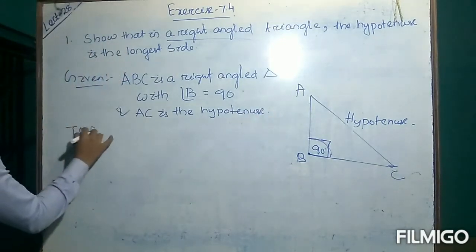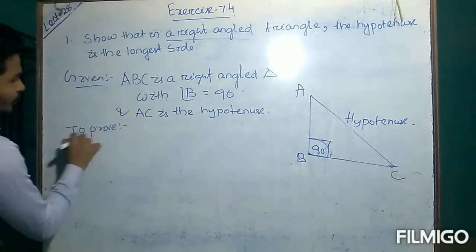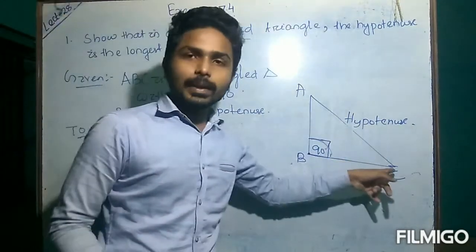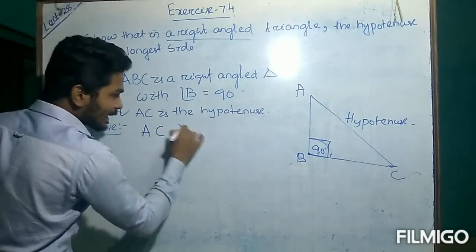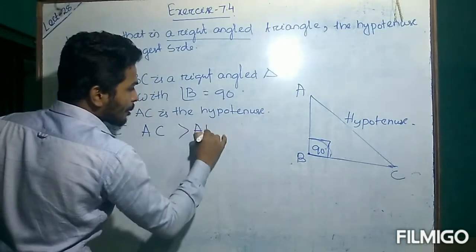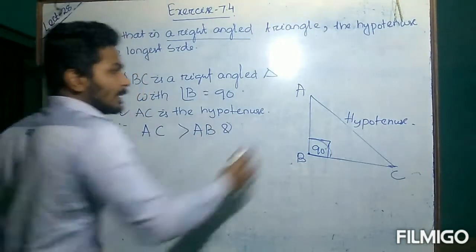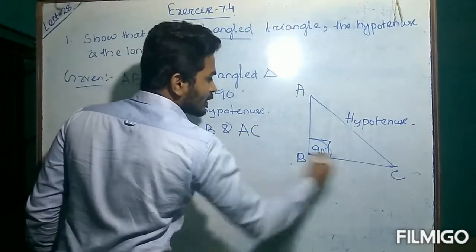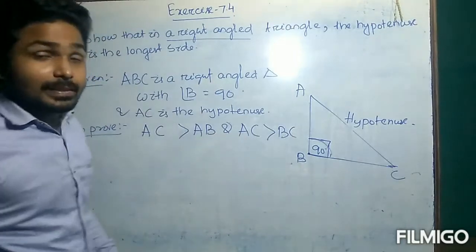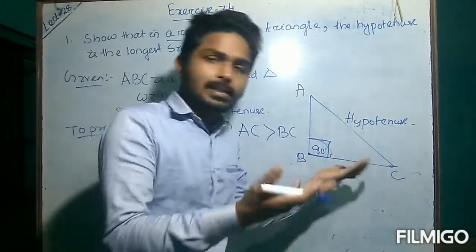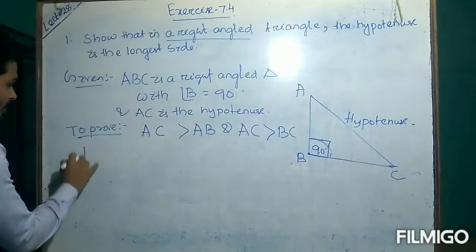So what to prove? To prove AC is the longest side. It means we have to prove AC is greater than this side and that AC is greater than this side. This is the ultimate meaning of AC is the longest side. Out of the three sides, AC is the longest side. Okay. So let us prove it.